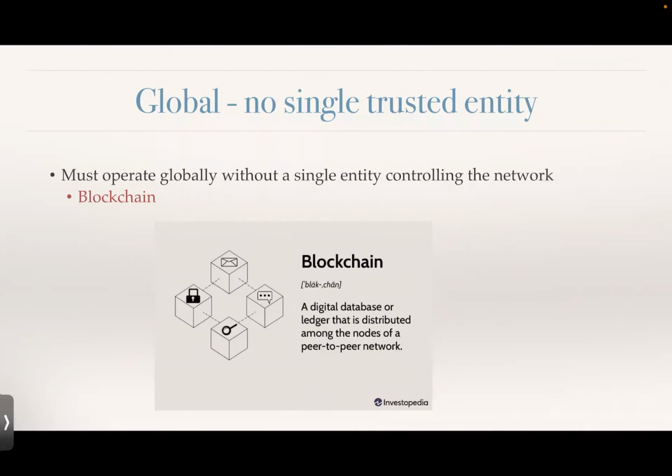But certainly it operates globally. And there's no single entity controlling the network. That's by definition what a blockchain does. And so for those people who don't know what a blockchain is, I copied this slide from Investopedia. It's a digital database, a ledger that's distributed among the nodes of a peer-to-peer network, which means no single person owns the ledger. People have to agree by consensus on what is in the ledger, and this makes it tamper-proof, or at least very difficult to tamper with.